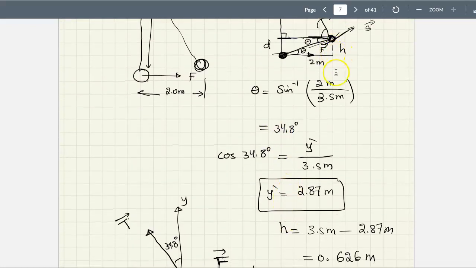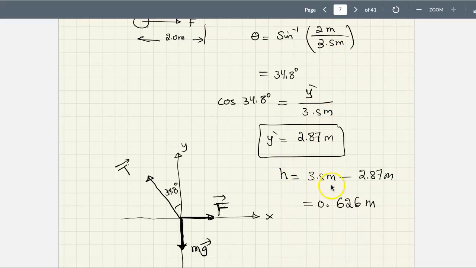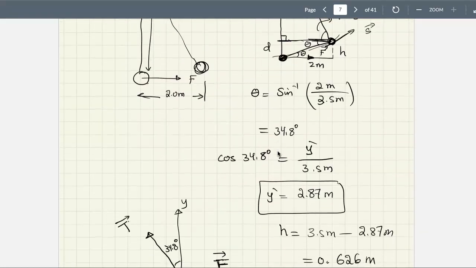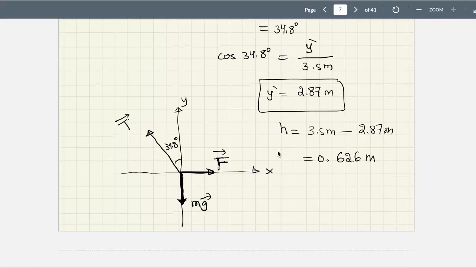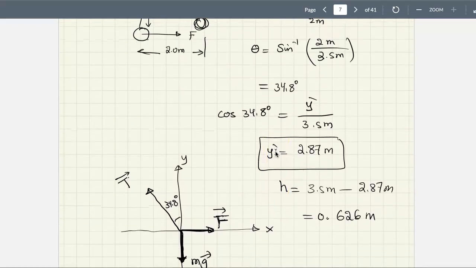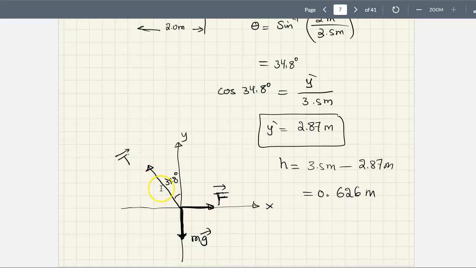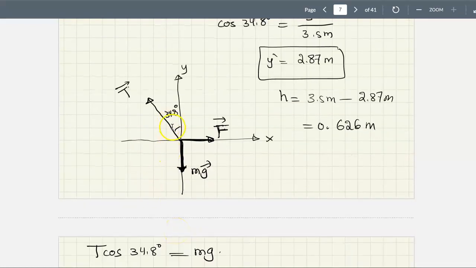So that I will be able to calculate h as 3.5 minus 2.87 meters, which is going to be 0.626 meters. I did all this just to find how much it was elevated. Now the forces on that postal thing are the force that the worker applied to the crate, the tension from the rope, and its weight. And we know that this angle here is 34.8.